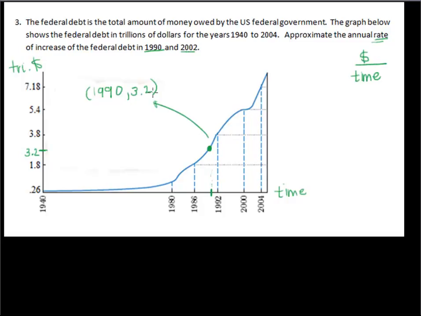And so what I want to do then is I actually want to graph a line and estimate the slope of the line at that point. And we'll just do 1990, and then I'll let you look at the solutions and I'll let you try to do 2002.